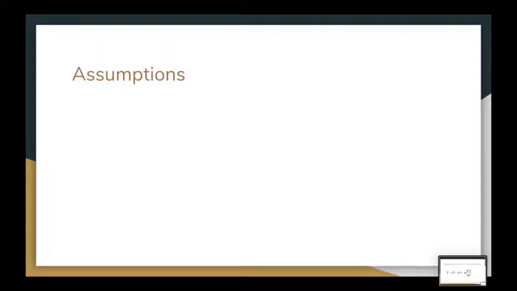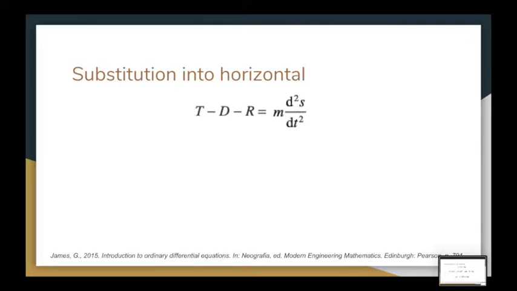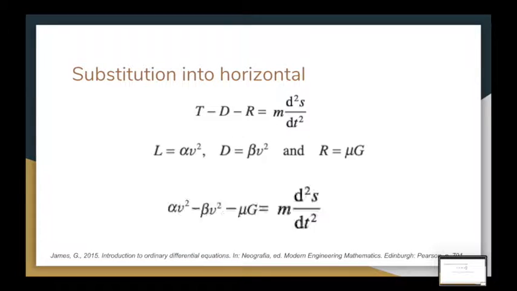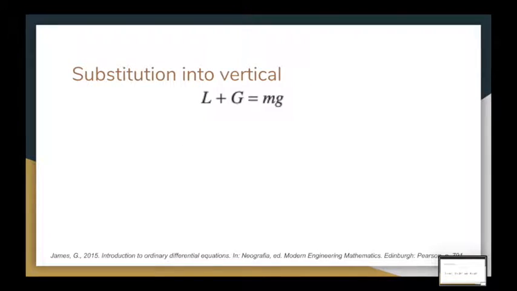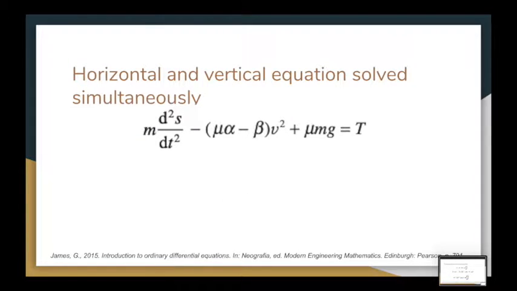Due to this, engineers calculate these forces as proportional to velocity squared, creating assumptions to be incorporated into equations of motion. Now it is possible to substitute our assumptions into both the vertical equation of motion and the horizontal equation of motion, eliminating G and the vertical equation becoming. Now the vertical and horizontal equations can be equated, and V can be replaced with ds/dt.